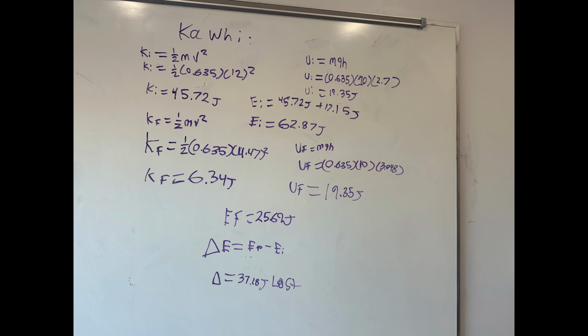Then for the total initial energy, we added those two together and got 62.87 joules. Then to find the final kinetic energy after it bounced off of the rim, we took 1/2 mass times velocity squared. We took 1/2 times 0.635 for the mass of the ball times 4.47, which was the initial velocity of the bounce. That gave us 6.34 joules as the final kinetic energy. Then to find the final potential energy, we took mass times gravity times height. Gave us 0.635 times 10 for gravity and times 3.048, which was the height of the rim. That gave us our final potential energy as 19.35 joules.